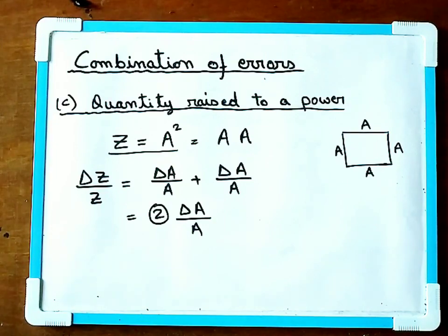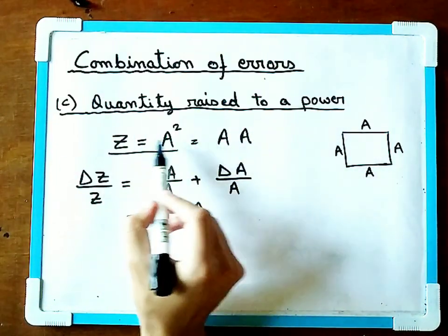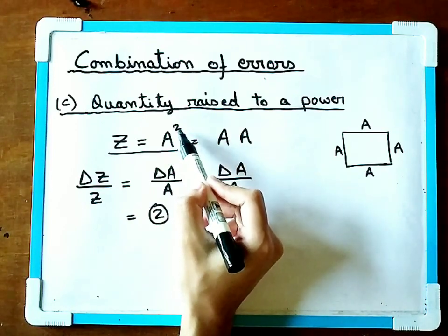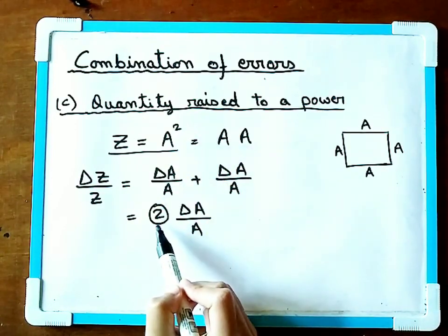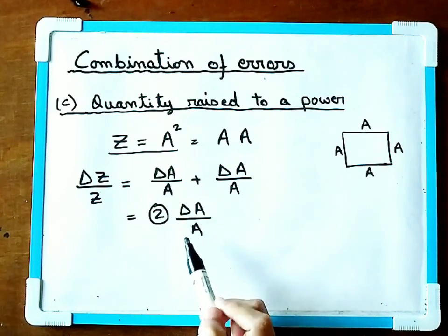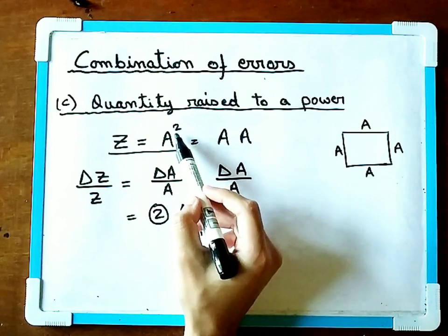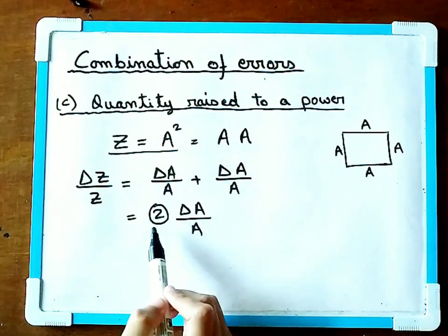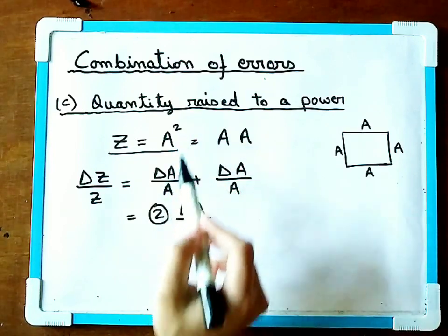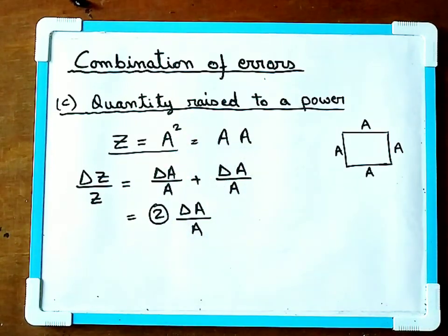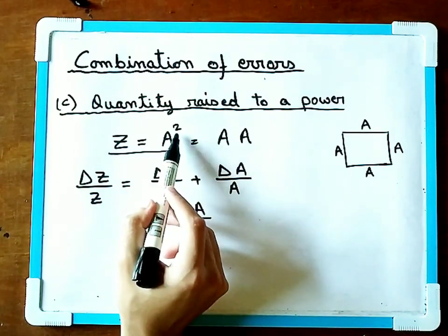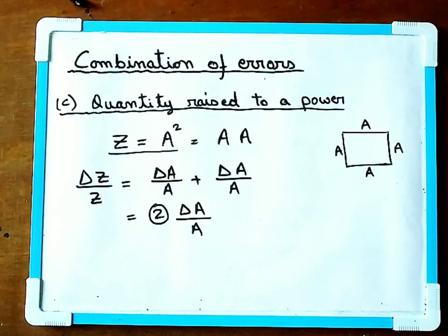Alright, so in the quantity raised to a power, you can see this A is raised to a power of 2. What will be the relative error? 2 delta A by A. So whenever you have a quantity which is raised to a power, this 2 will always have to come here. If it's 3, there will be 3. If it's 4, it will be 4 here. So if you want to measure the relative error of any quantity which is raised to a power, then this is the formula. Whatever you see in the power, you'll have to multiply it to the relative error of that quantity. Right, so again we take another example.